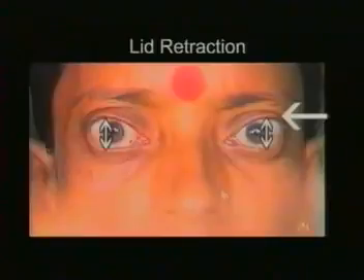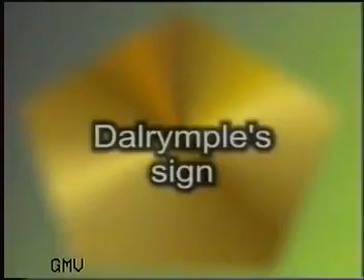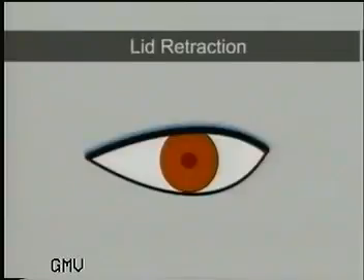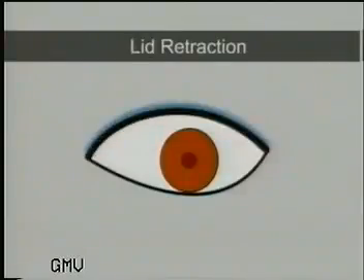The earliest eye sign to appear is the lid retraction with resultant widening of the palpebral fissure, also termed as Dalrymple's sign. Note here the lid retraction which is more prominent in the left eye. The upper lid is retracted due to tonic contraction of the involuntary part of the levator palpebrae superioris, thereby exposing a strip of white sclera above the superior limbus. This results in a typical staring and frightened look of a thyrotoxic patient.